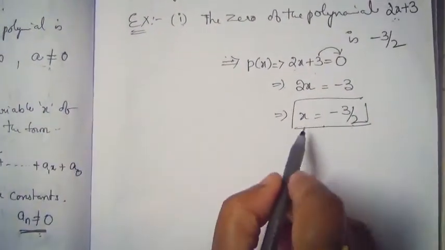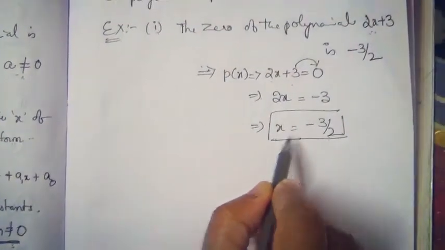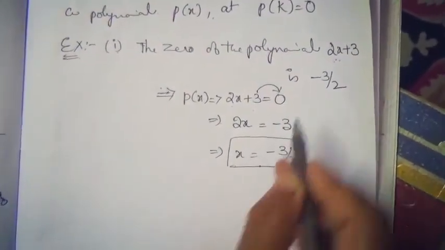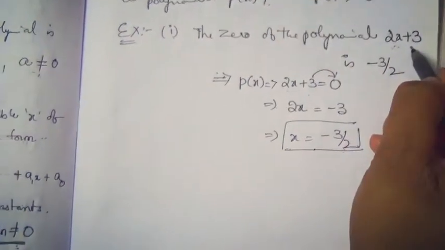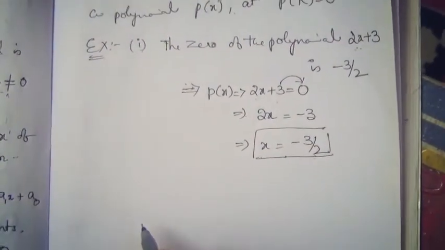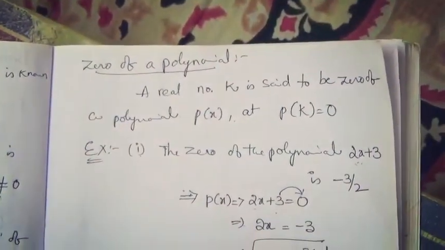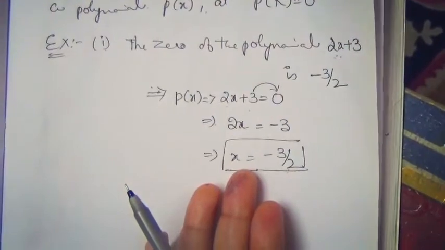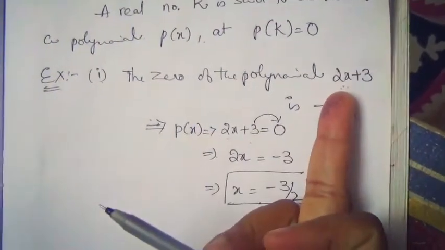Okay, if you substitute x is equal to minus 3 by 2 in the given polynomial, then you will get 0. That we call the zero of the polynomial. You just check it once. You just substitute this minus 3 by 2 in the given equation.